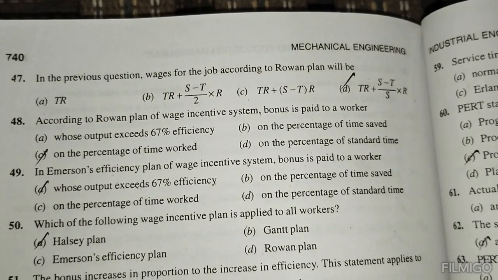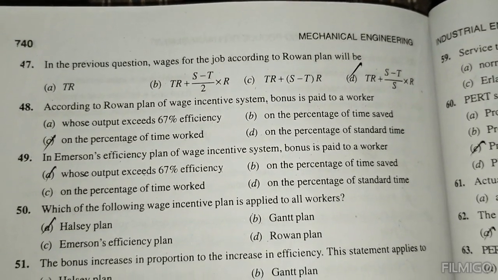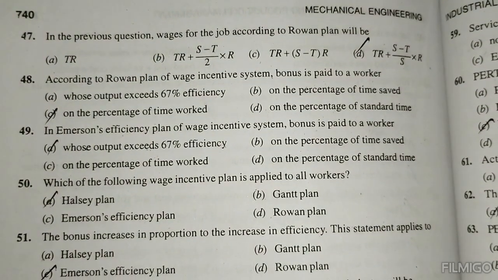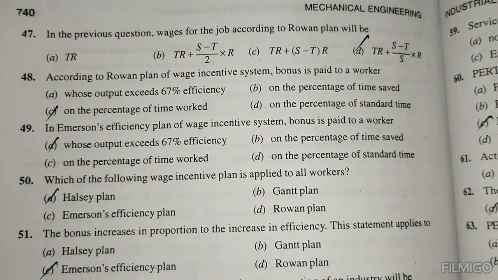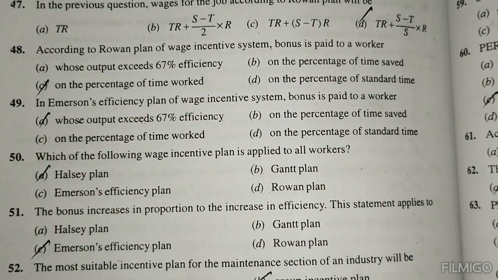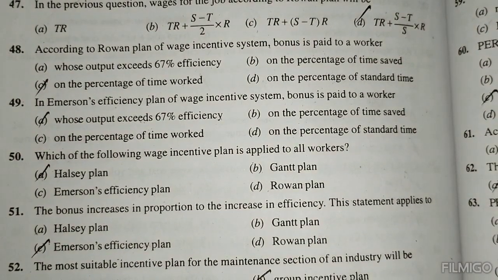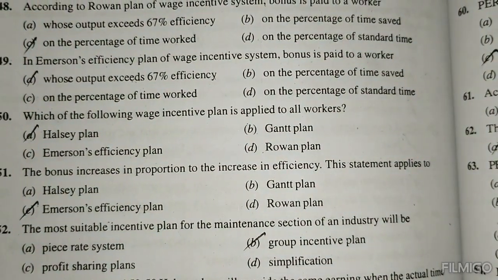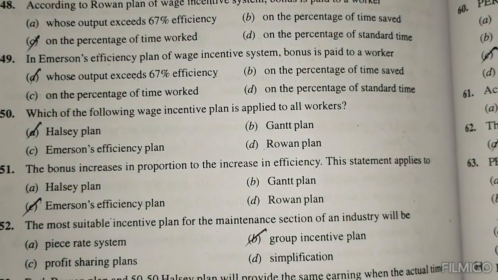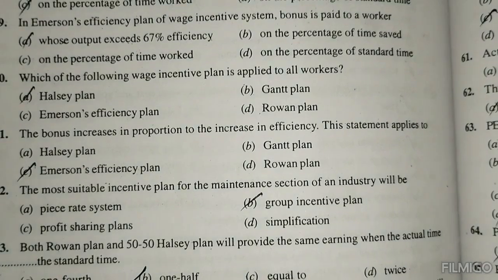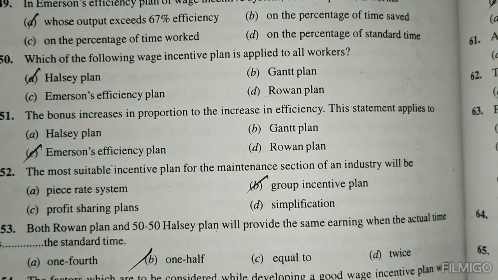For the previous question, wages for the job according to the Rowan plan will be TR plus (S minus T) by S into TR. According to the Rowan plan of wages, the wage incentive system bonus is paid to a worker on the percentage of time saved. In Emerson's efficiency plan of wage incentive system, bonus is paid to a worker who has exceeded 67% efficiency. Which of the following wage incentive plans is applied to all workers? This is the Gantt plan. The bonus increases in proportion to the increase of efficiency. This statement applies to Emerson's efficiency plan.